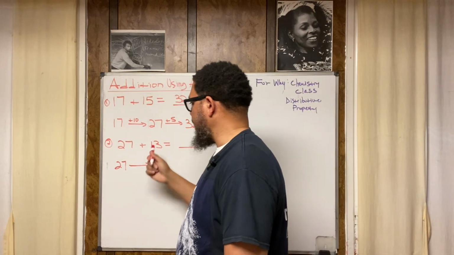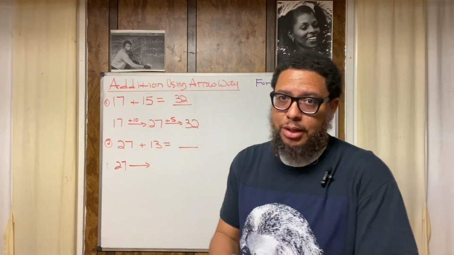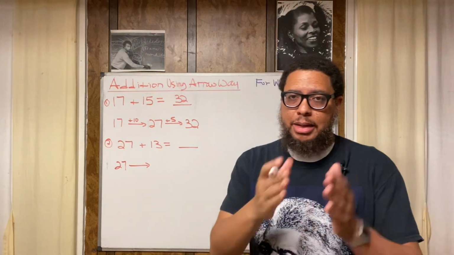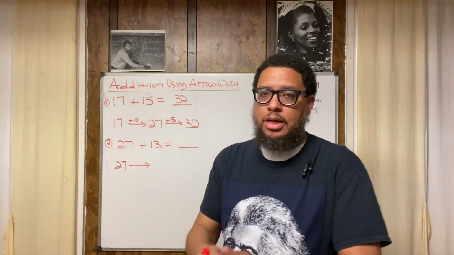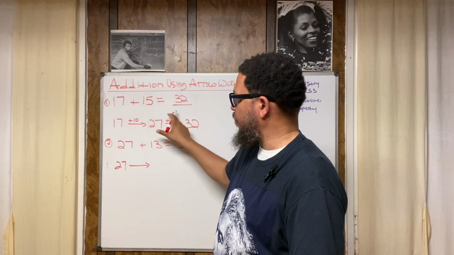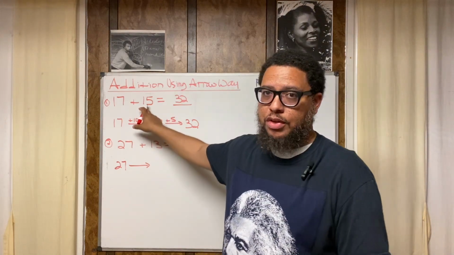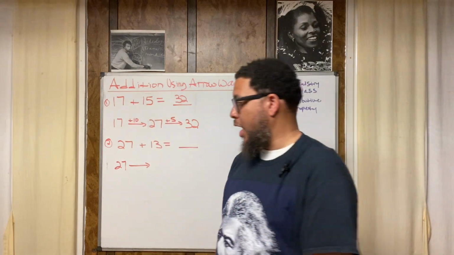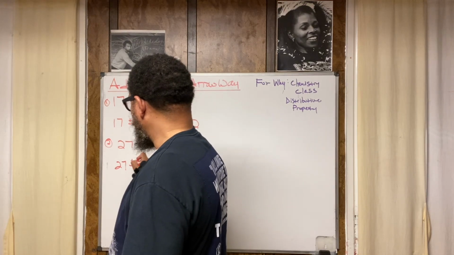All right, now I'm going to break 13 down into 10 plus 3. I need my 10s over here. I need my 1s over here. So I got 10 and 3, 10 and 3. Just like up here, I had 10 and 5. That's equal to 15. 15 breaks down into 10 and 5. So I'm going to do plus 10.